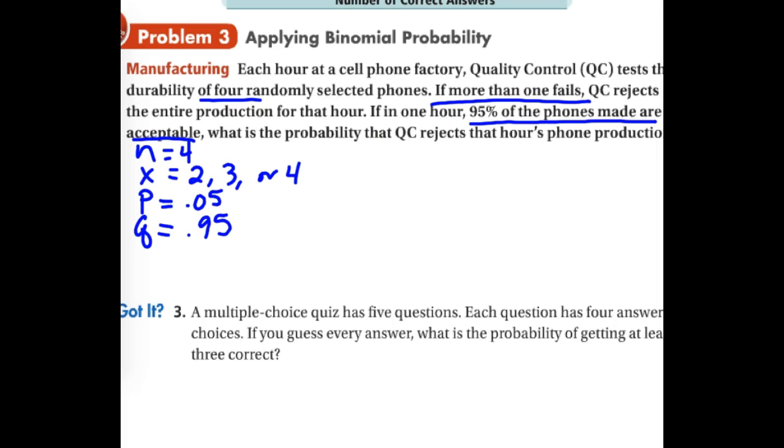So we actually have to calculate 3 different things. What is the chance 2 phones fail? What is the chance 3 phones fail? What is the chance 4 phones fail? We could expand the whole binomial and go all the way from 0 to 4, but we really don't care about the 0 and 1. We just want the 2, 3, 4. So let's look at what is the probability that there's 2 phones that fail.